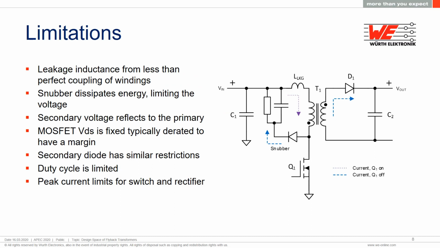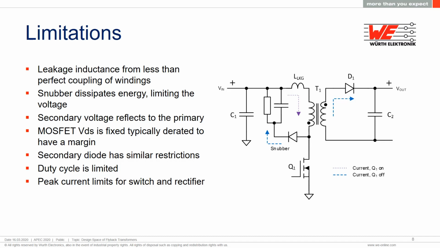Let's look at some of the limitations. Leakage inductance comes from less than perfect coupling between the windings, and this stored energy has to be dissipated when we turn off the switch. This is usually done with some type of snubber to dissipate that energy and also to limit the voltage spikes that result. The secondary side voltage is going to be reflected to the primary, so that voltage gets added to the input voltage and has to be provided for in the switch voltage rating. If you're going from a high voltage to a low voltage, that reflected voltage is going to increase as it goes back across to the primary side.